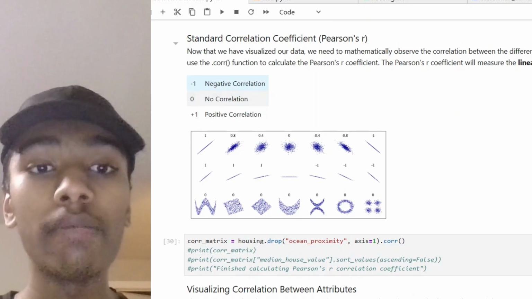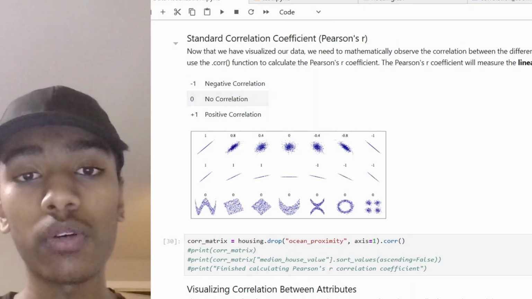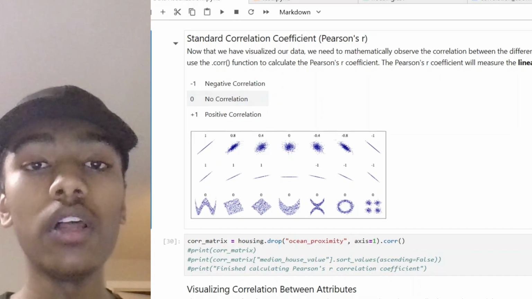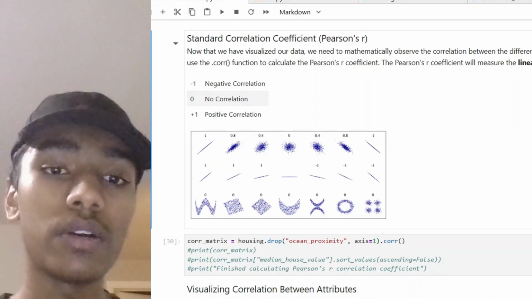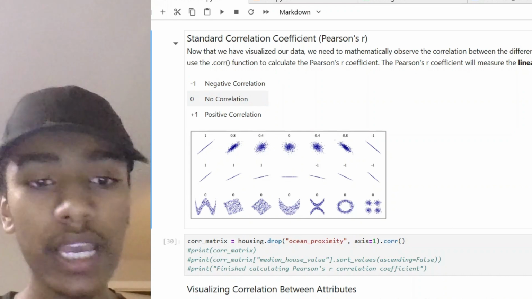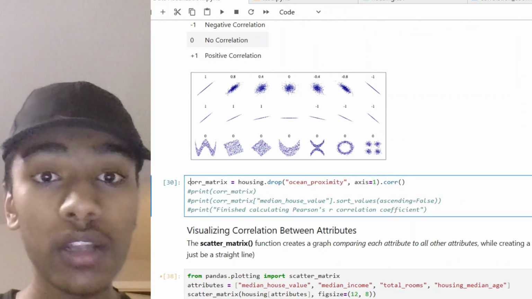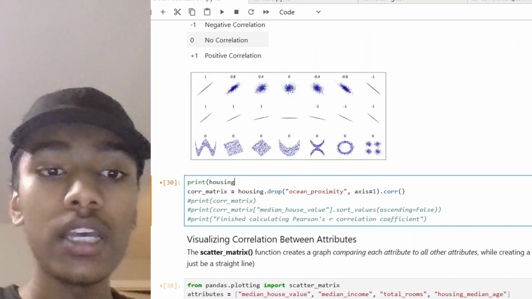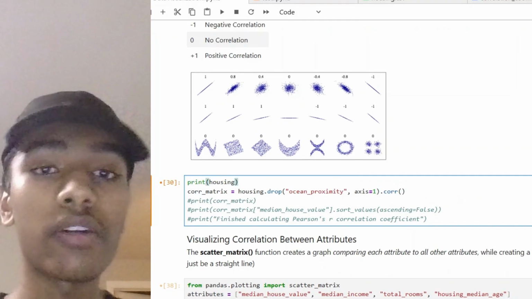And remember, it's going to return values. The Pearson-R correlation coefficient is going to return values within a closed interval of negative 1 to 1. Okay? And so what we'll do here is, first of all, let's go ahead and take a look at our housing data. Now, remember, our housing data is just our test data. It's not our entire data.